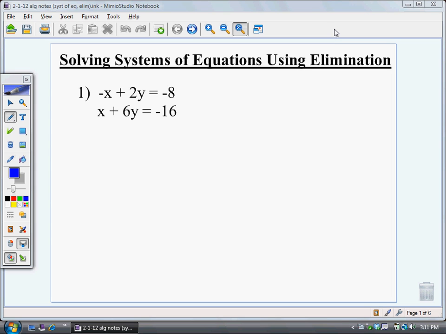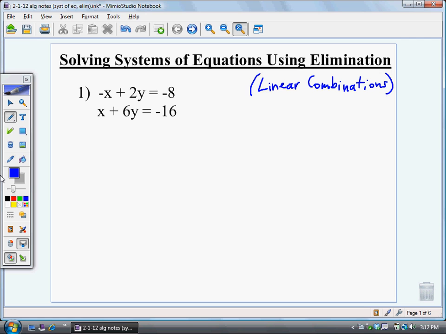Okay, in this lesson, we're going to talk about solving systems of linear equations using elimination. Our book uses the term linear combinations, but the state of Ohio uses the term elimination. I like to think of it really as both.